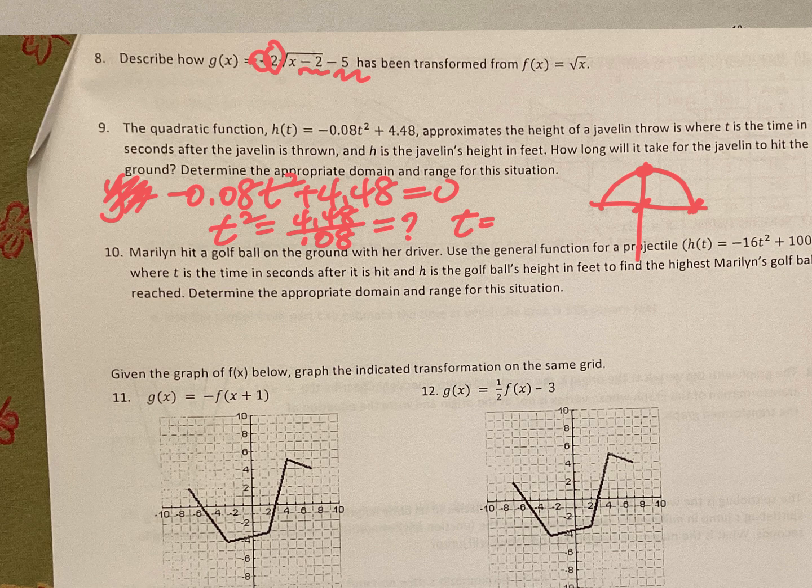So I type it in the calculator. The t squared is really 56. So t is 7.5. So this point is 7.5. So the appropriate domain is from 0 to 7.5. That's it, the appropriate domain. And then the range, of course, you can see from 0 to 4.48, because it starts at 4.48. That's how long it's going to take: 7.5 seconds to hit the ground.